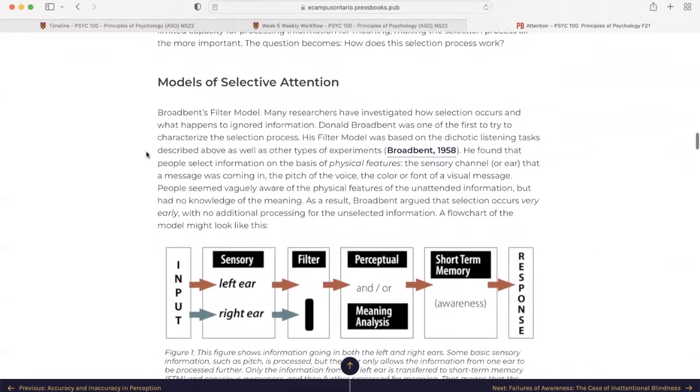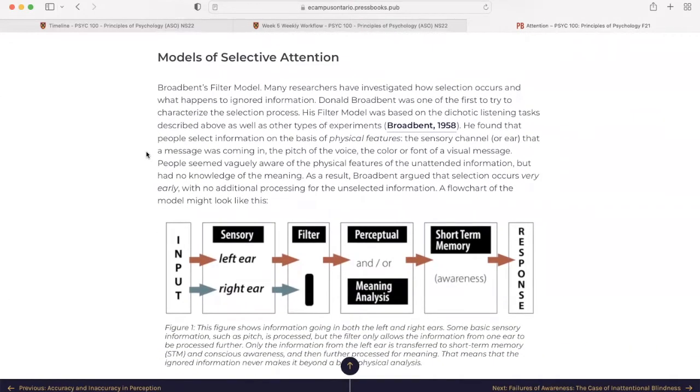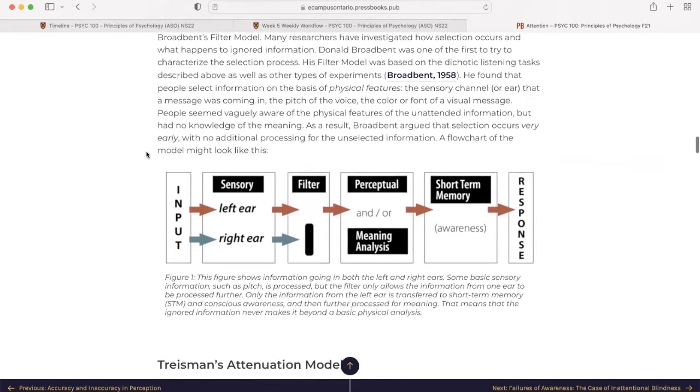Models of selective attention. Broadbent's filter model. Many researchers have investigated how selection occurs and what happens to ignored information. Donald Broadbent was one of the first to try to characterize the selection process. His filter model was based on the dichotic listening tasks described above, as well as other types of experiments.